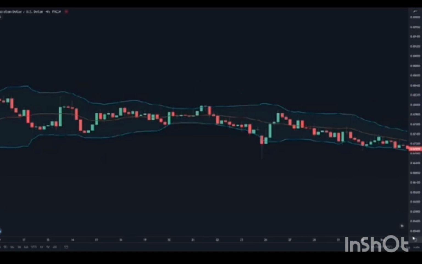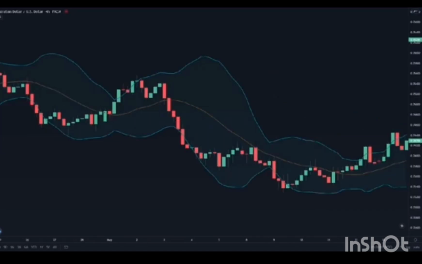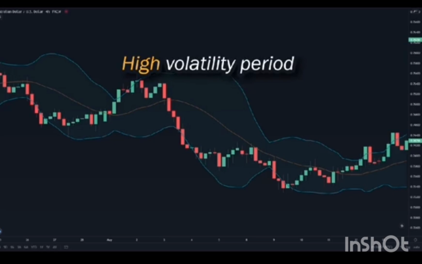The two standard deviation bands are used to detect the volatility of the market. If the bands are contracting or close together, it means that the market is on a low volatility period. And if the bands are expanding from each other, it means that the market is on a high volatility period.